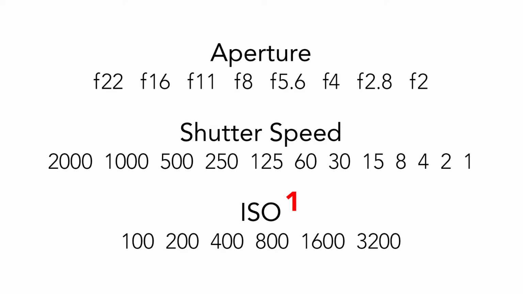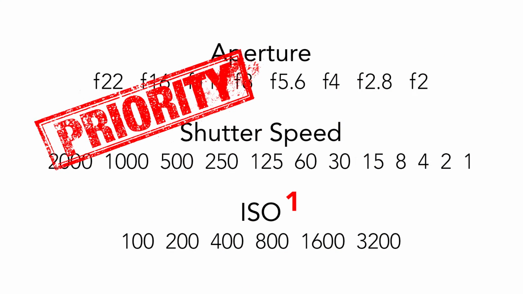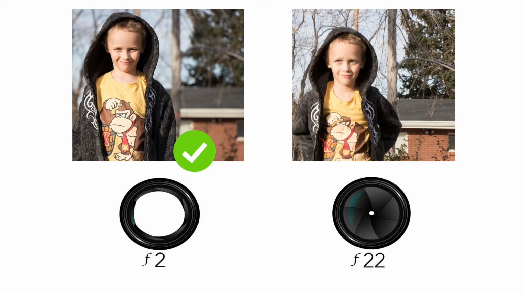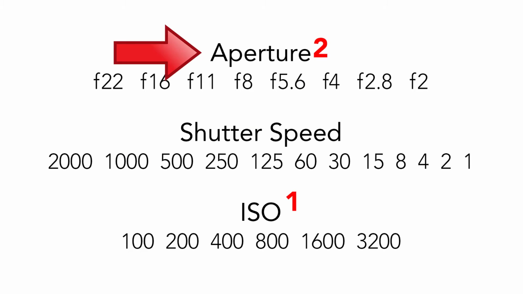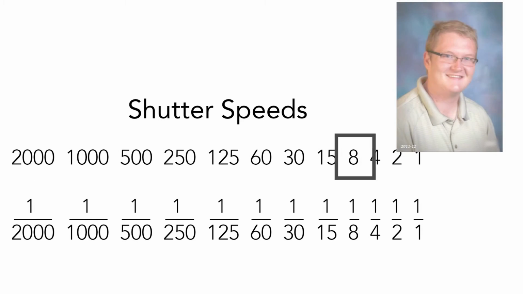Now that that's out of the way, what's left is the aperture and the shutter speed. Which one do you worry about next? Whichever one is your priority. Whichever is most important in the moment. Let's say you're shooting portraits. Portraits look great with a shallow depth of field, so that sounds like you're doing the aperture. And then your shutter speed becomes the sliding scale to balance the meter and let in the right amount of light.